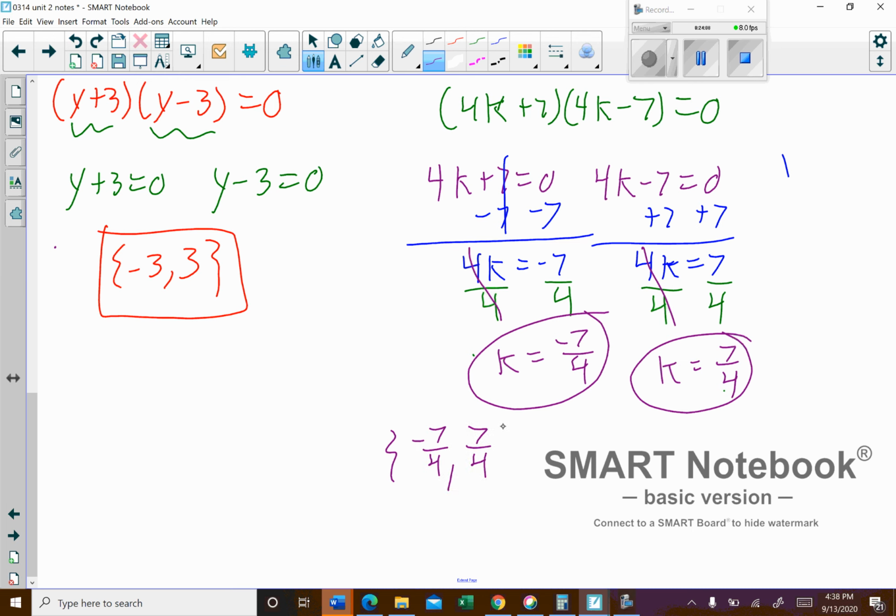All right, so this will be a good stopping point. I do have a couple more slides. Really, the examples look similar to this. I believe we'll get into some where the leading coefficient's a little bit larger, but the idea is the same. We're still using this concept with the zero factorization property to help us out here.